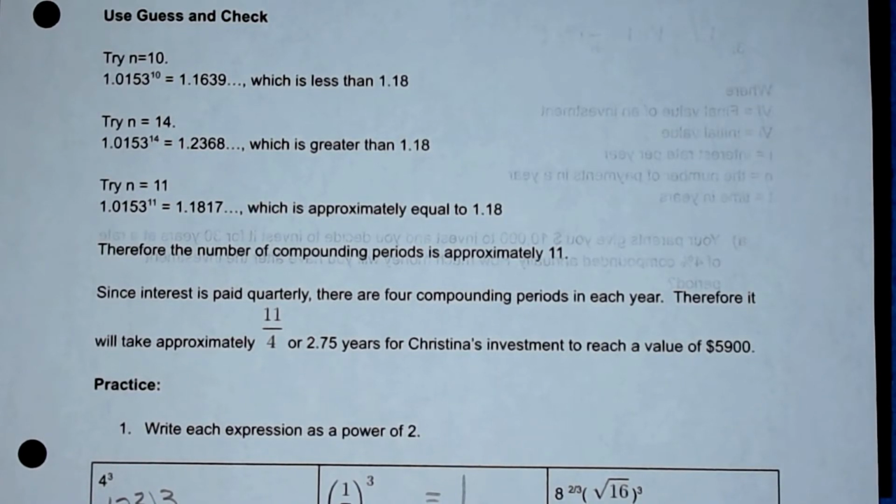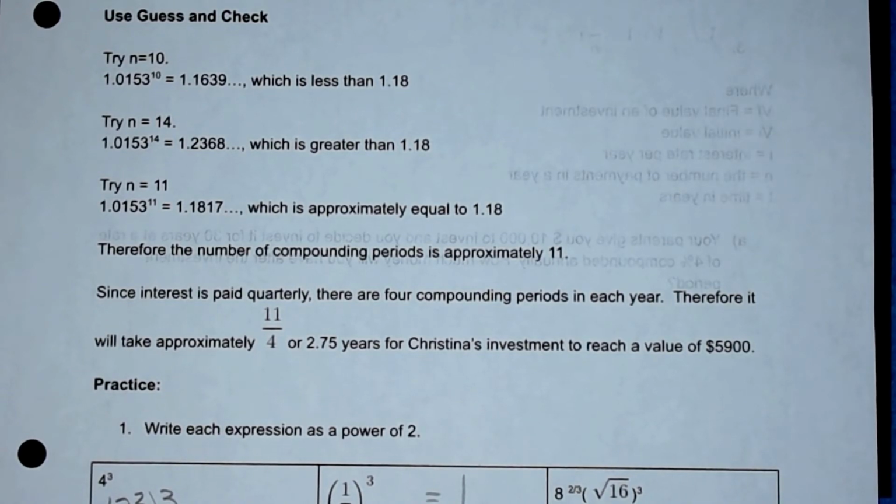So 1.0153 to the power of 10 equals 1.1639, etc. on your calculator, which is less than 1.18. Don't forget we had on the left-hand side 1.18. That's our goal. We're trying to make it match up to that value. So that was too low. Let's try a higher number. So we try 14. That gives us 1.24, which is greater than 1.18.